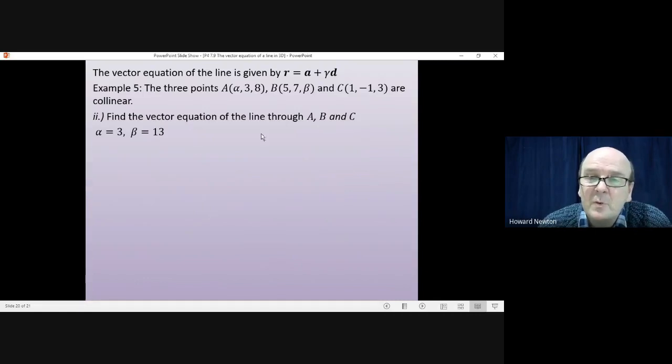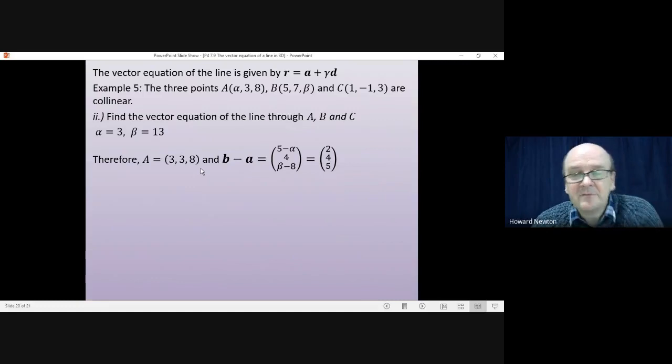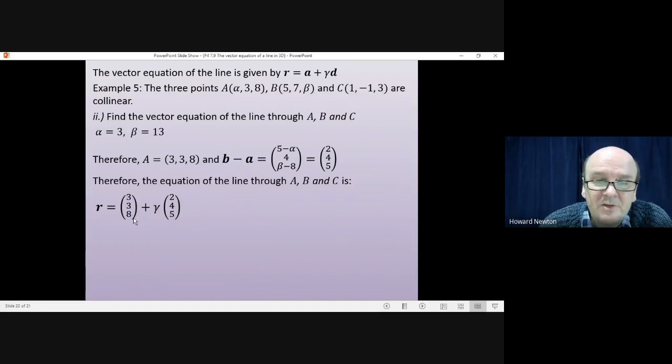And then we're asked to find the vector equation of the line through A, B, and C. Well, I'm going to use the point A as the point on the line, and I know that alpha is equal to 3, so I can now substitute that in. So A becomes the point 3, 3, 8. And for the direction of the line, I'm going to use the vector B minus A, which we said was equal to 5 minus alpha, 4, beta minus 8. And I can substitute in alpha and beta, and that will give me 2, 4, and 5. Therefore, the equation of the line that passes through A, B, and C is r equals 3, 3, 8, a point on the line, plus lambda times 2, 4, 5, the direction of the line.